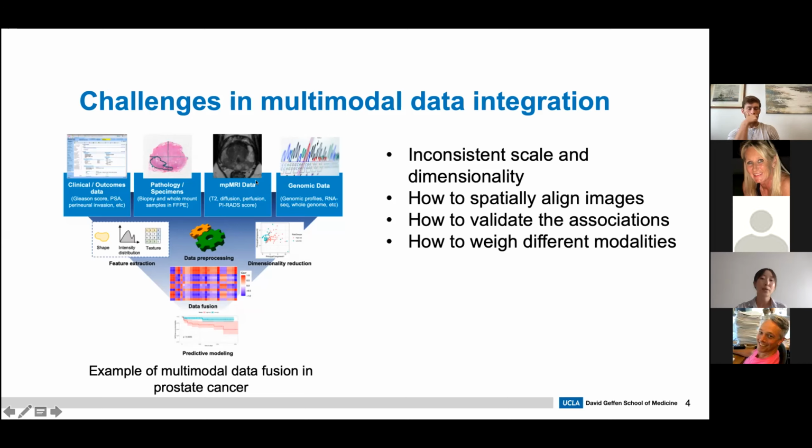So then once we align those images or fuse other data, and we found some associations between them, then how do we actually validate them? And the last challenge is that since we have many different modalities with different noises and missingness, then how do we actually weight them differently? And in our work currently, we're focusing on the first aspect, where we used a dimensionality reduction-based data fusion technique, which I'll talk about later.